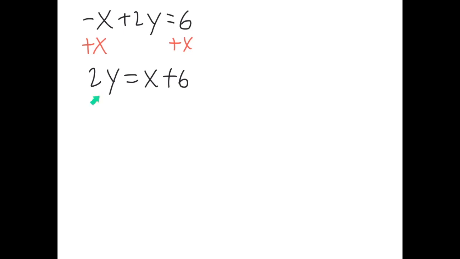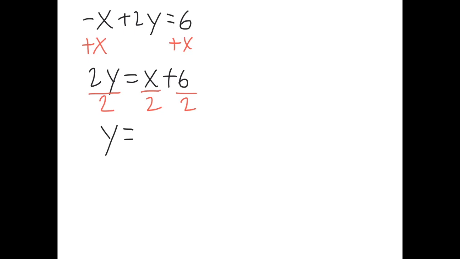Now we've got 2y, so we need to divide both sides by 2 because it's being multiplied. So y is being multiplied by 2, so we divide. Divide by 2. That means we have to divide everything by 2, the x and the 6. So on the left side, the 2's cancel to leave just y.